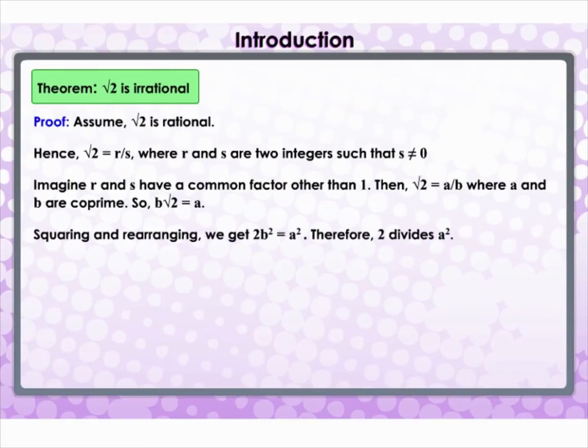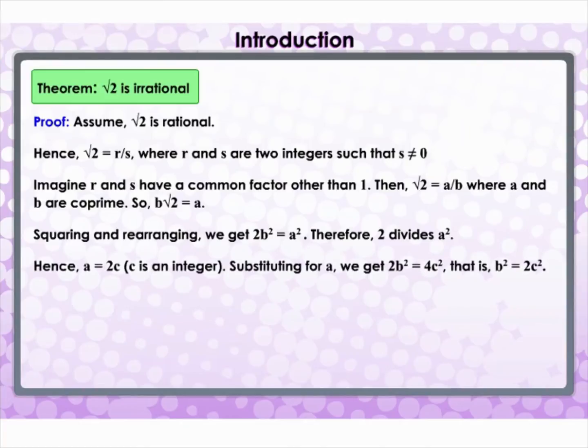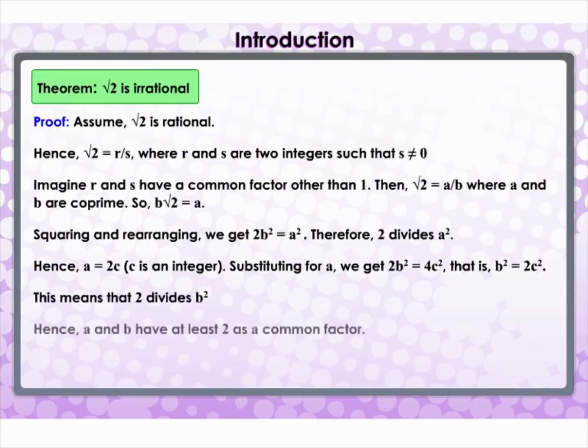Squaring on both sides and rearranging, we get 2b squared is equal to a squared. Therefore, 2 divides a squared. Now by Theorem 3, it follows that 2 divides a. So we can write a is equal to 2c for some integer c. Substituting for a, we get 2b squared is equal to 4c squared. That is, b squared is equal to 2c squared. This means 2 divides b squared, and so 2 divides b, again using Theorem 3 with p equal to 2.